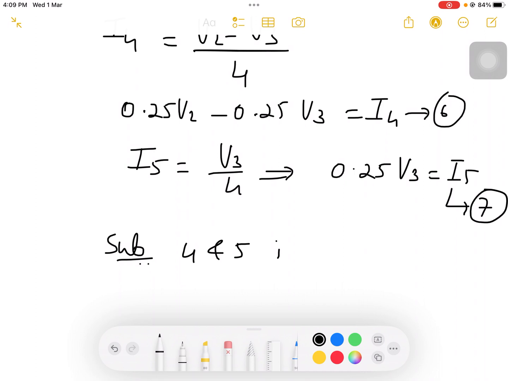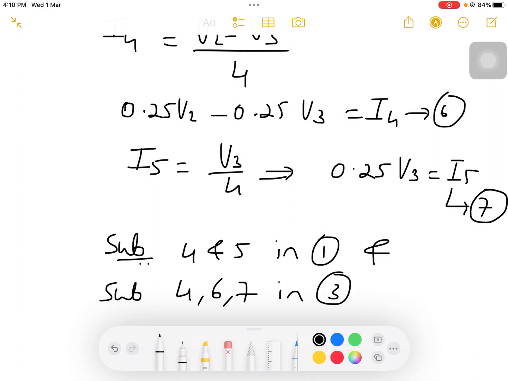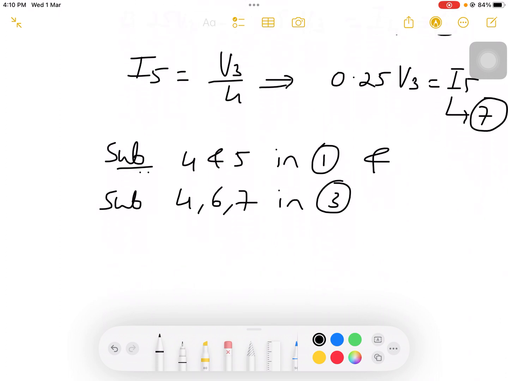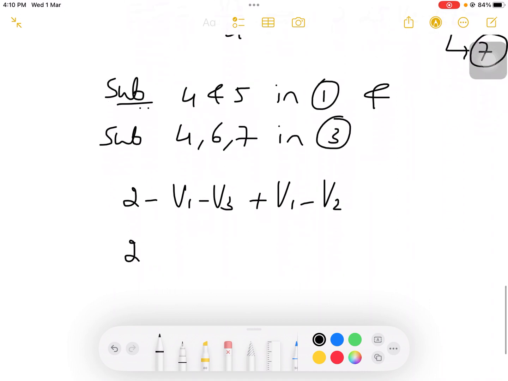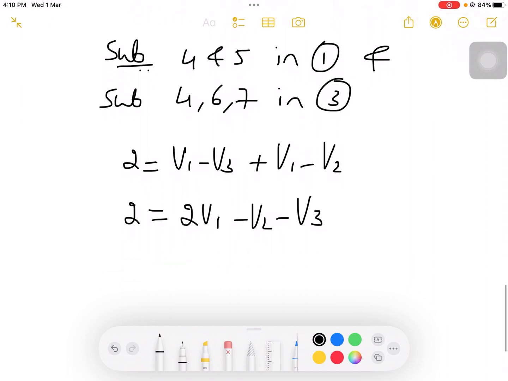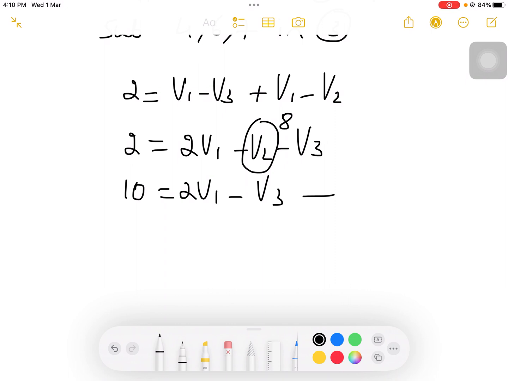Now substituting equations 4 and 5 in 1, and substituting 4, 6, 7 in 3. That will be 2 equals V1 minus V3 plus V1 minus V2, so 2 equals 2 V1 minus V2 minus V3. If I simplify further, I will get 10 equal to 2 V1 minus V3, because the V2 value is 8 volts, which is from the circuit. So let me take this as equation number 8.